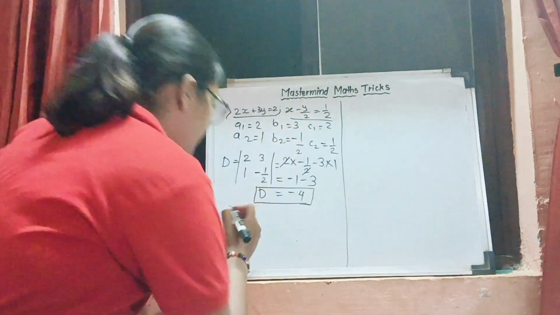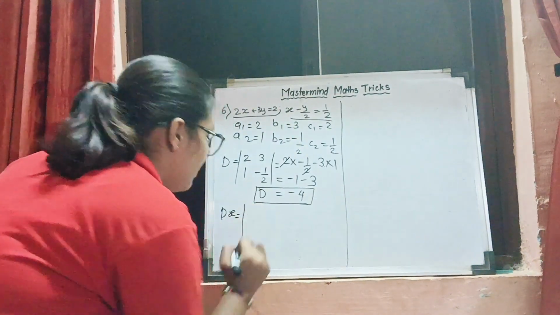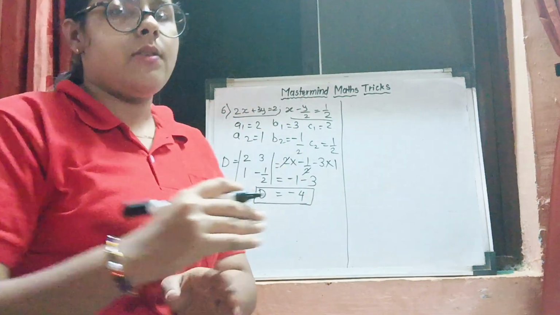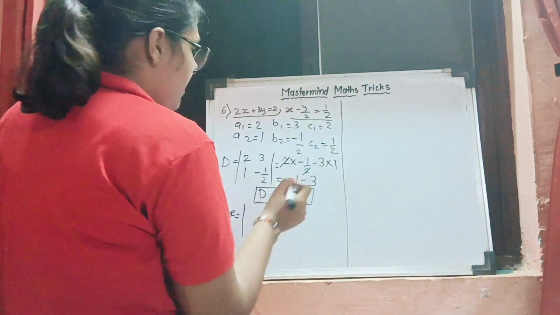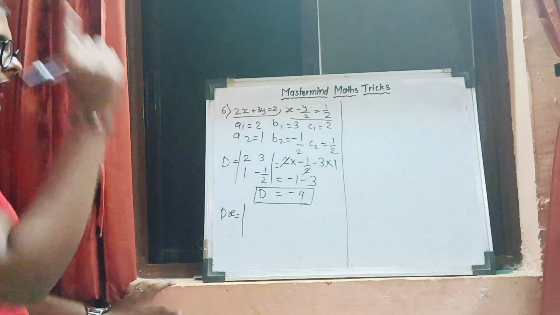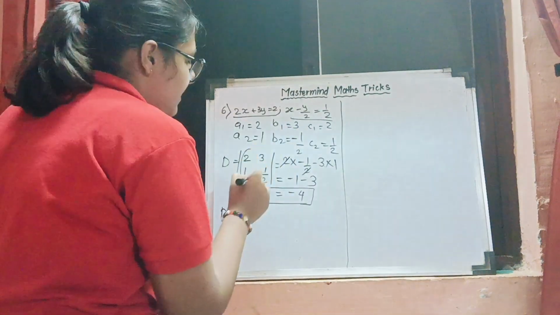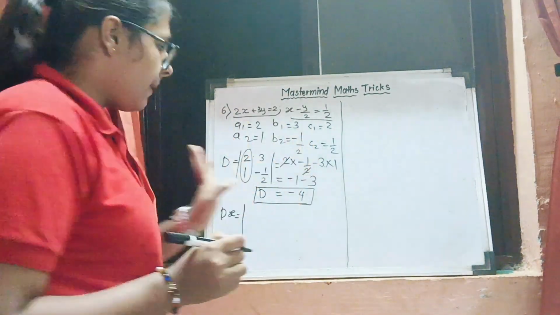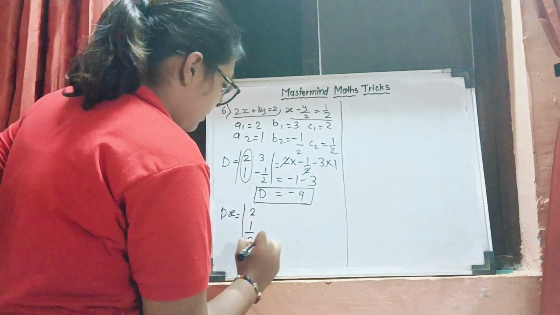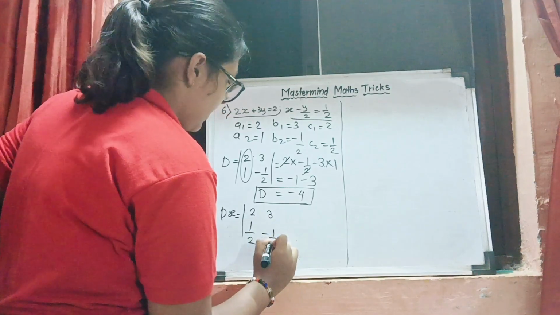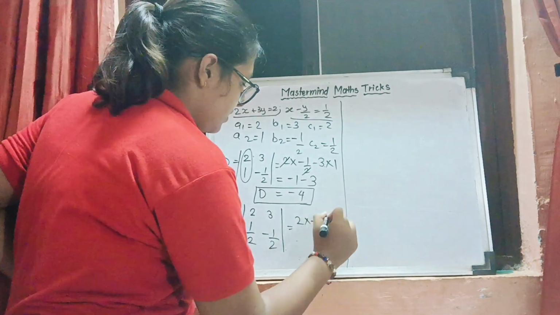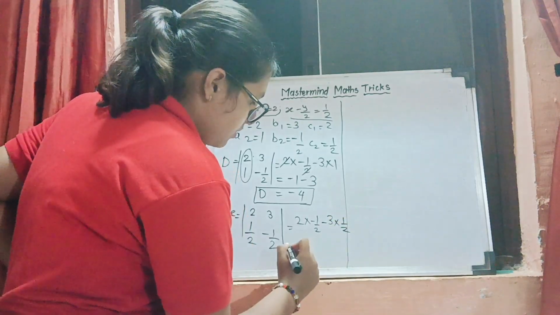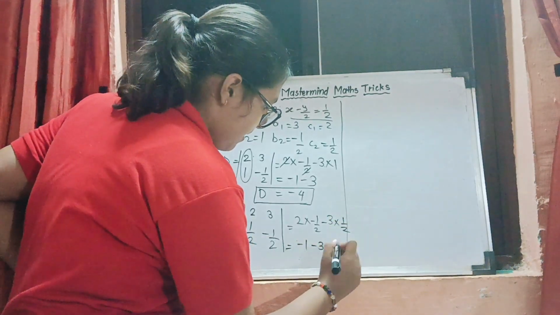Now finding the value of Dx. You can also write this in your answer book. So Dx is equal to, what is the formula for Dx? We have to replace the B1, B2 column by C1, C2. So 2, 1 by 2, 3, minus 1 by 2. What will we get? 2 multiplied by minus 1 by 2 minus 3 multiplied by 1 by 2, which is equal to minus 1 minus 3 multiplied by 1 by 2.